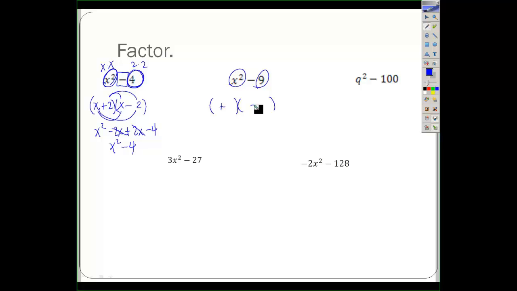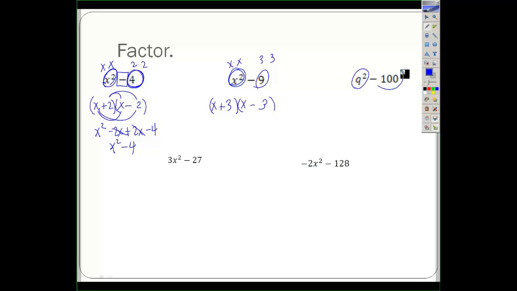It doesn't matter what order you do them in, because we're still taking the square root of the front and the back number. The square root of the front number is in the front of the parenthesis, and the square root of the back number goes in the back of the parenthesis. And that's it. That's all you do to factor it. If you wanted to FOIL it out, I'm sure you would get x squared minus 9.